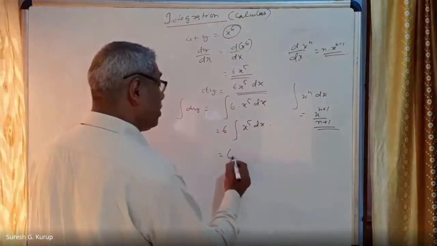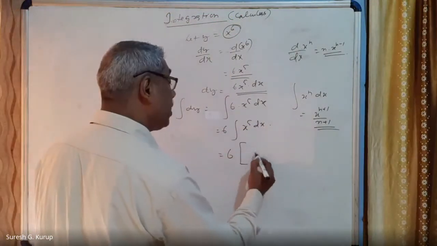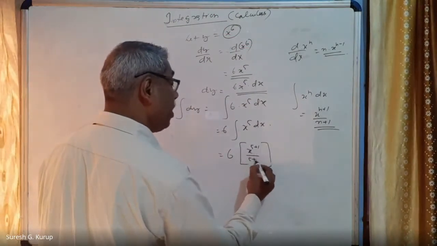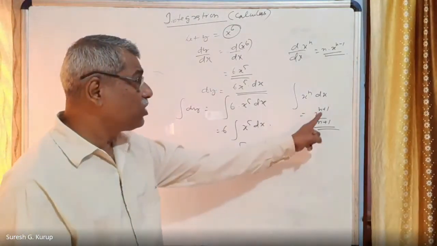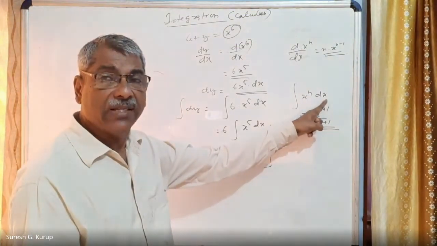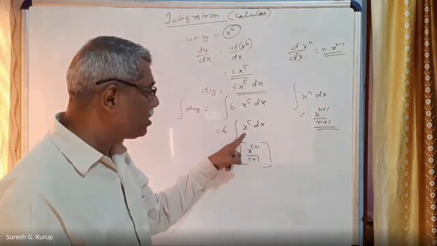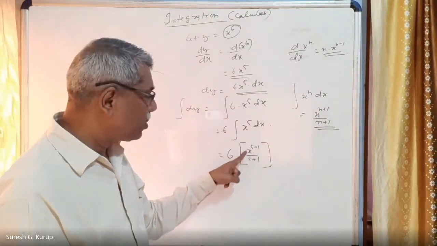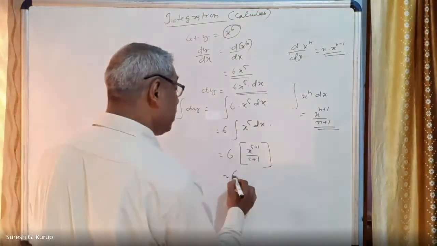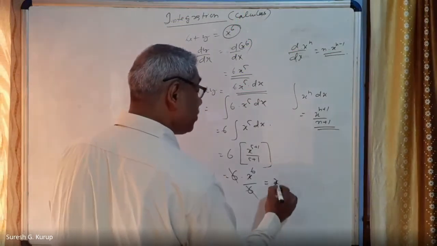This is equal to 6 into, when the thing is integrated, that must be kept in the square bracket, x raised to 5 plus 1 divided by 5 plus 1. When integral x raised to n dx is integrated, we get x raised to n plus 1 divided by n plus 1. Here in place of n, we have 5. So what do we get? This is equal to 6 into x raised to 6 divided by 6. The 6 and this cancel, so that is equal to x raised to 6.